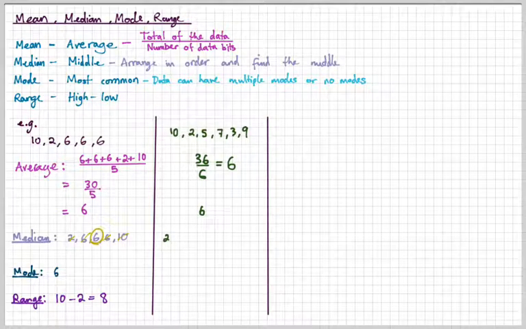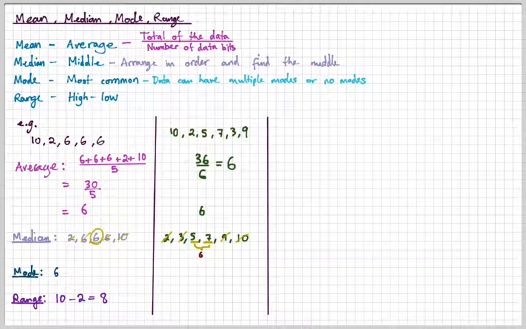The median, well, let's arrange them in order. 2, 3, 5, 7, 9, and 10. If you start crossing out from either end, there's a problem. There are 2 middle numbers, 5 and 7. So you could say the median is the number that's halfway between 5 and 7. The number that's halfway between 5 and 7 is 6 in this case.